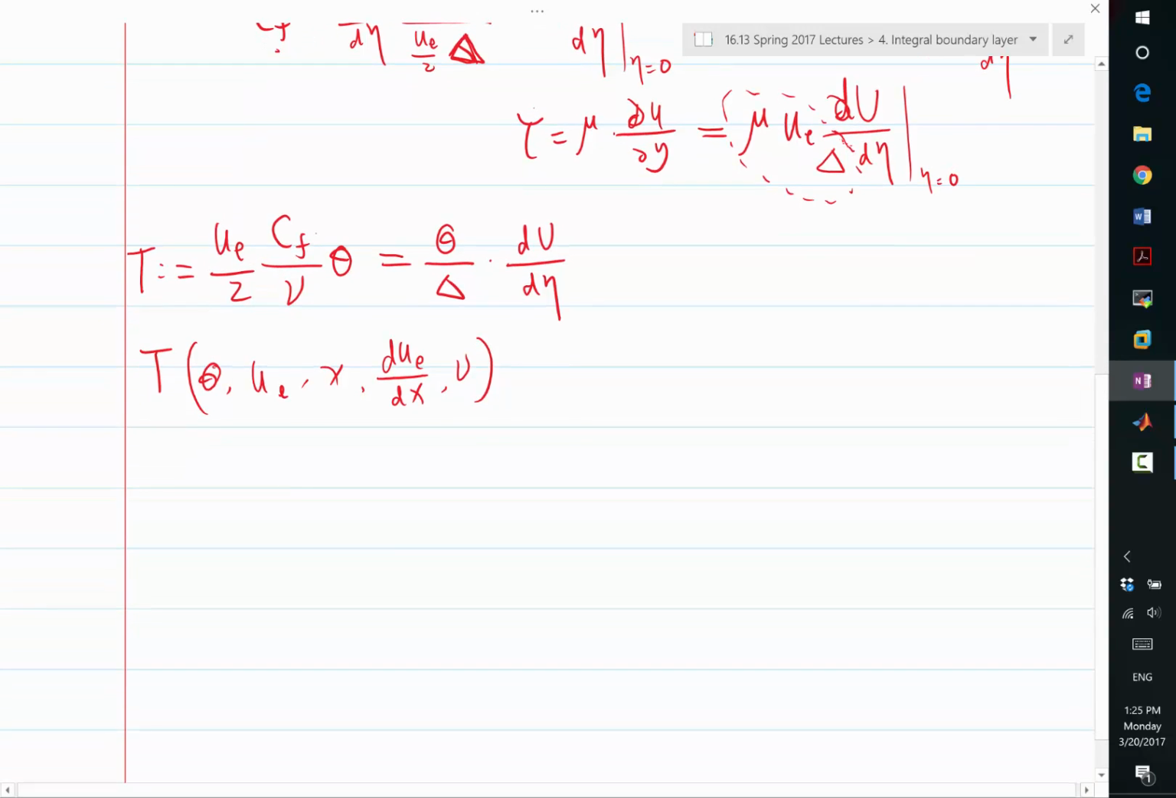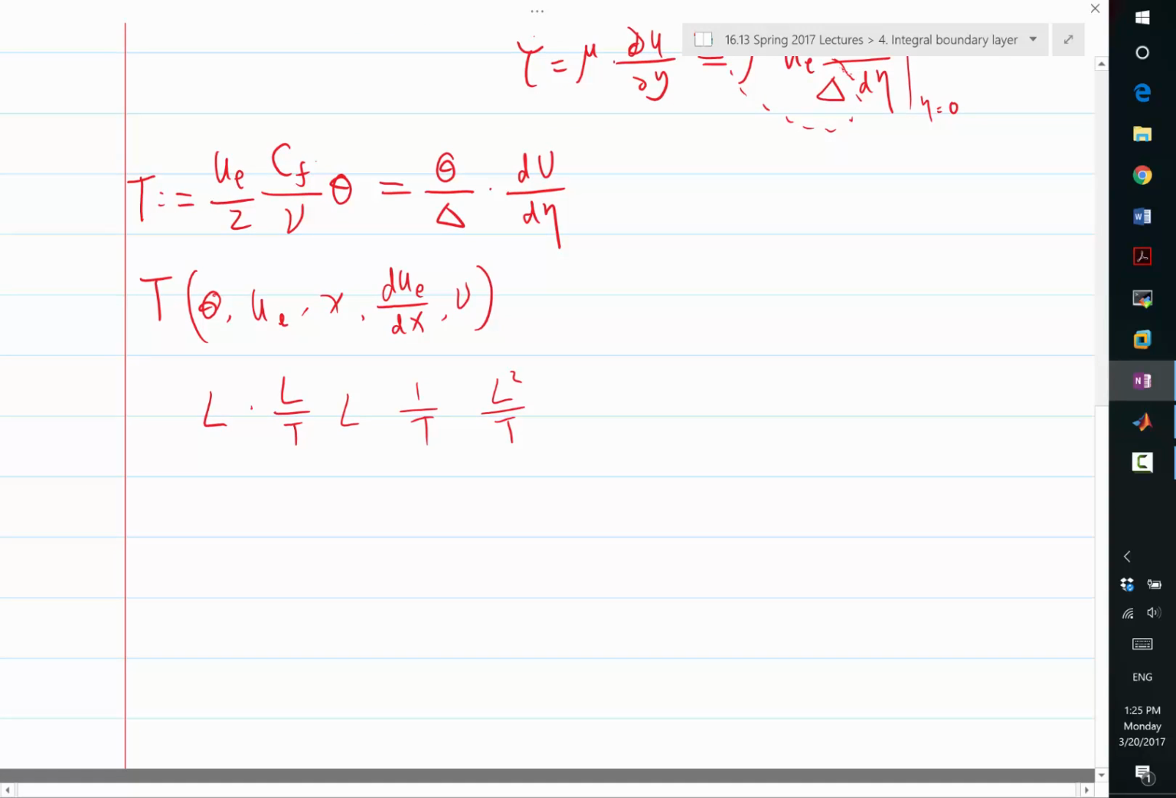So here, let's say theta has a length scale, UE has an L over T scale, dUE/dx has a 1 over T scale, and nu has, what is it, an L squared over T scale, right? So let's figure out a few non-dimensional parameters. Theta over x is 1, right? They are both L, no problem. And UE, dUE/dx, and theta, if you combine them, you get 1.